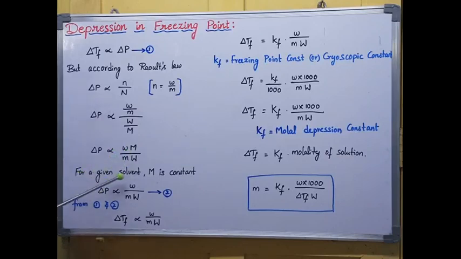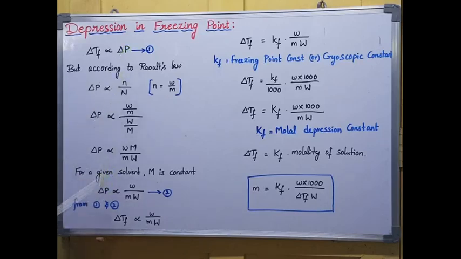For a given solvent, capital M is constant. Mostly we know the solvent is the major quantity. For example, I consider the solvent as water, so the molar mass of the solvent is always constant. It won't change. The molar mass of water is 18, so I consider this as a constant and remove this M from the equation. So delta P is directly proportional to small w by small m into capital W. This is considered as equation 2.